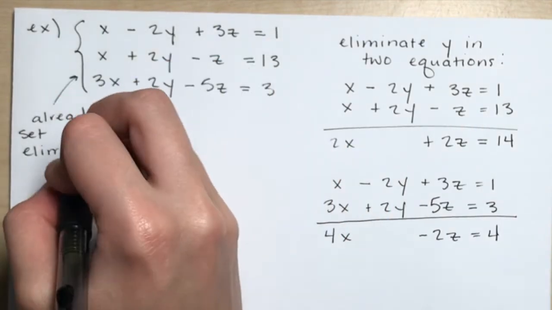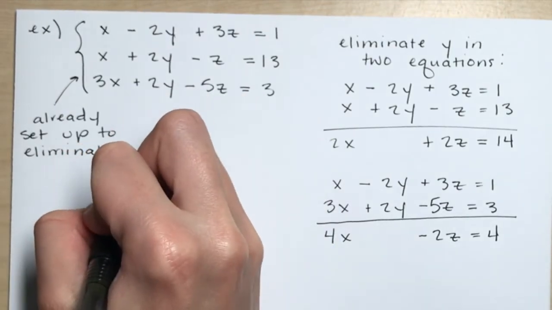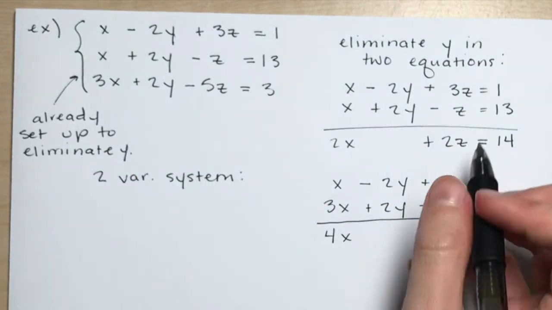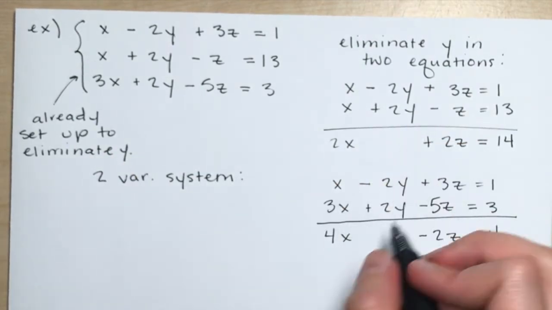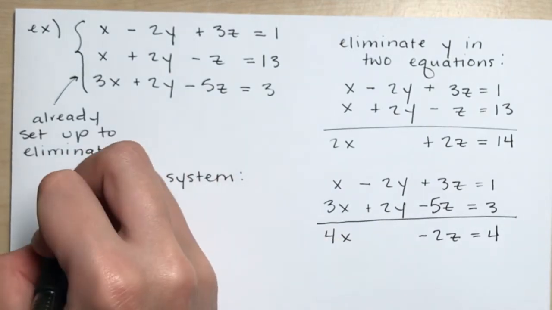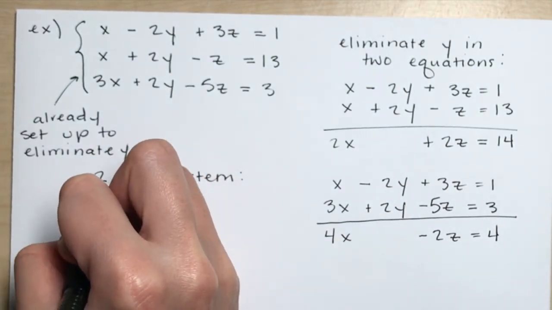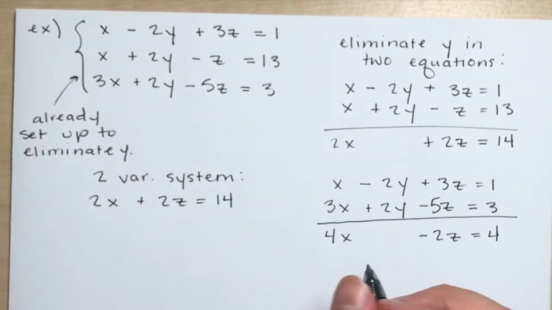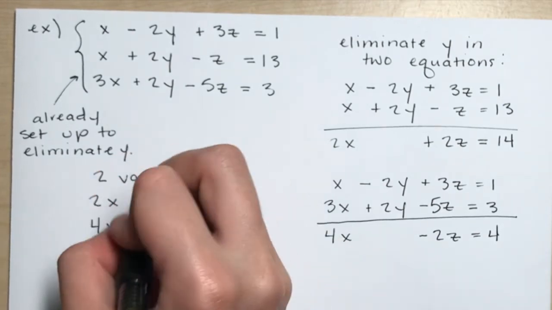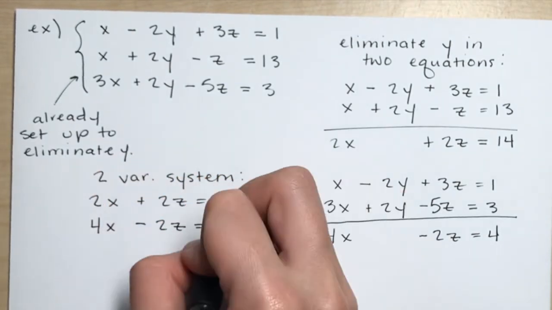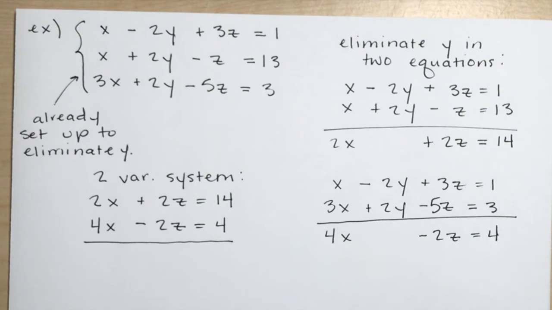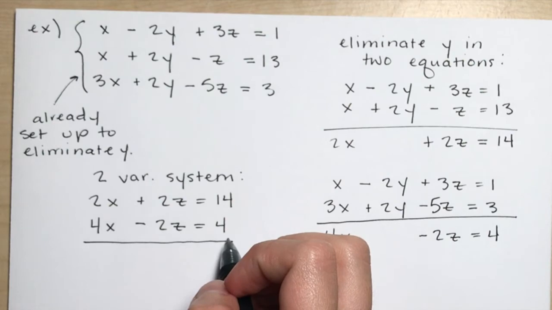Now we have a two-variable system. That new two-variable system is this guy and this guy. So we've got 2x plus 2z equals 14, and 4x minus 2z equals 4. Now, we can solve this system using whichever method we want. We can either use elimination or substitution.